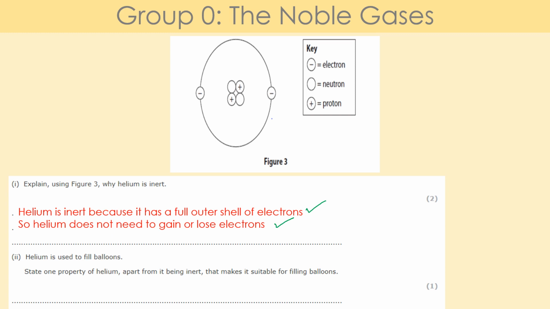And my second part, helium is used to fill balloons. State one property of helium, apart from it being inert, that makes it suitable for filling balloons. This one I put, it is less dense than air. Again, I would get my mark there. If I was to say it has a low density, that answer would be wrong, because a low density does not explain why it's being used to fill balloons. It's because the density is lower than that of air. So it is less dense than air. We need to be really, really clear with our answers so that we get all of the marks.